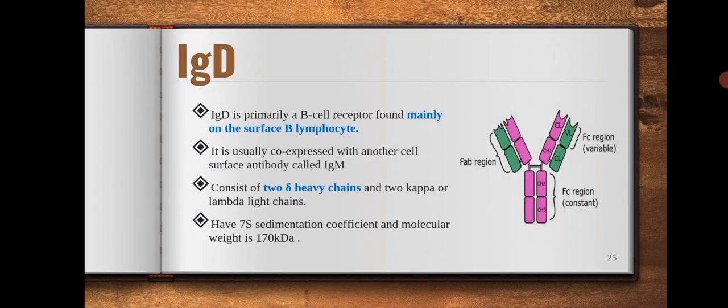IgD is primarily a B cell receptor found mainly on the surface of B lymphocytes. It is usually co-expressed with another cell surface antibody called IgM, consists of 2 delta heavy chains and 2 kappa or lambda light chains, has 7S sedimentation coefficient and molecular weight is 170 kilodalton.